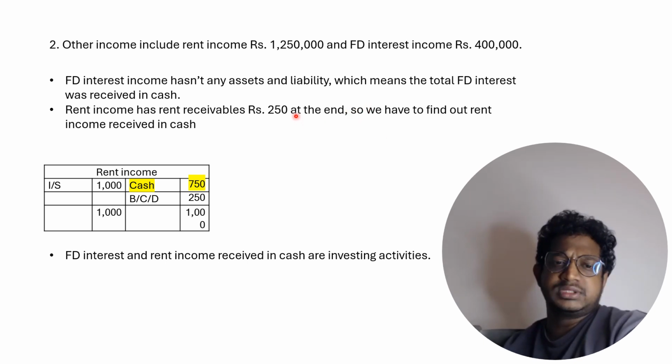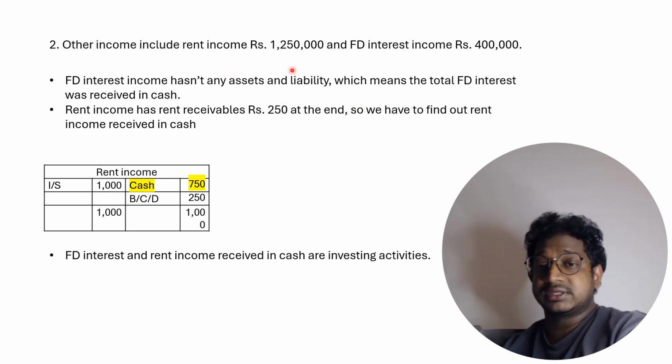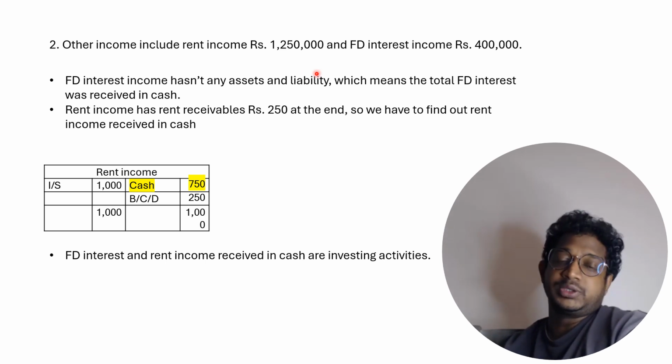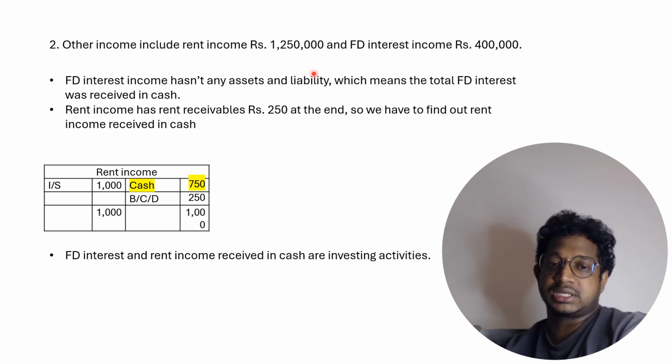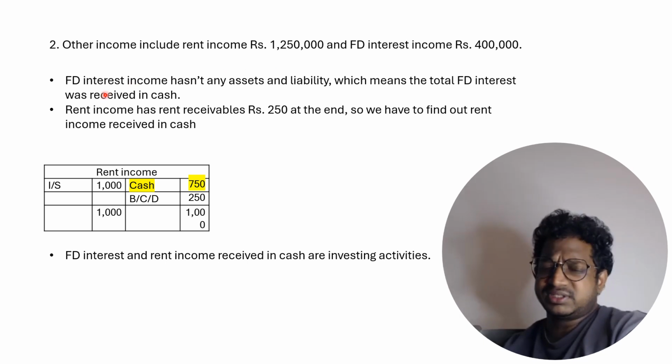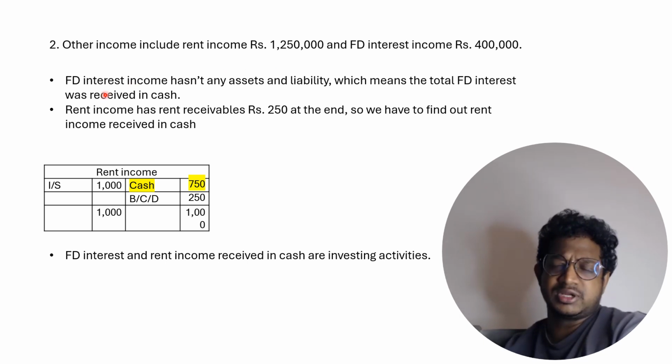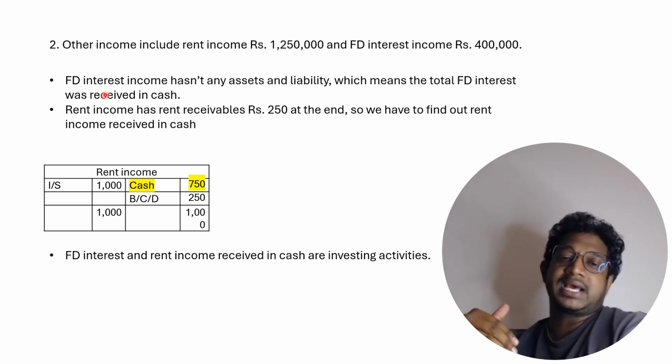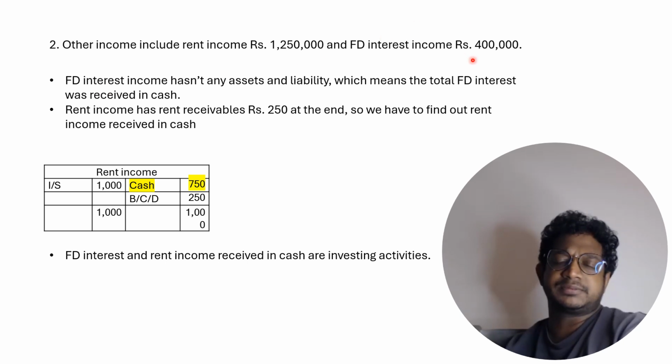Second one, other income includes rent income 1,000 and FD interest income 400. So altogether, your other income that appeared in the income statement is 1,400. For the FD interest, there are no assets or liabilities as at the closing date, which means no FD interest receivables or receiving in advance. So you can identify that the total FD interest relevant to the year is received in cash. So this 400 you record in investing activities as cash inflow.